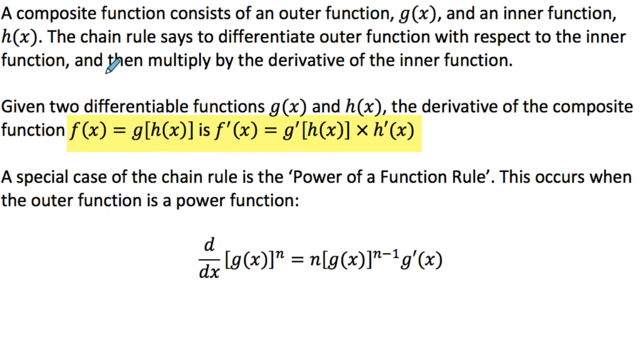Now, I'm not going to spend too much time talking about the rule the way it's written here in function notation, because it can look a little bit confusing or intimidating. The actual rule itself isn't that hard to do. In words, if we have a composite function, f at x is g at h at x. So the outside function is g at x, the inside function is h at x.